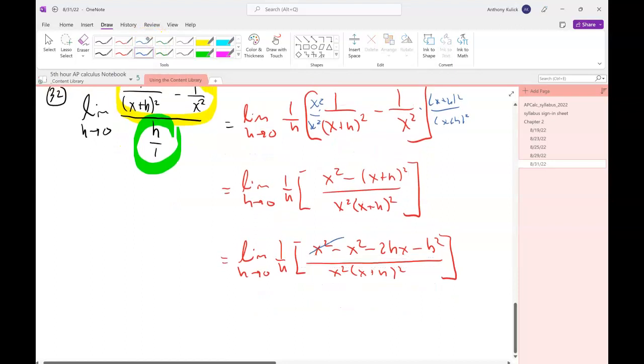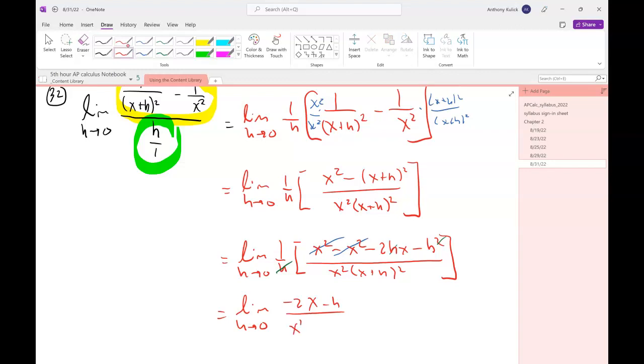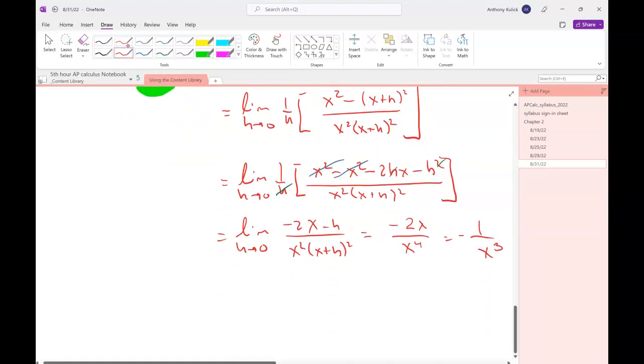If I look down here now, Mackenzie, the x squareds cancel out. And then we have a common factor of h that can cancel. And that's what I needed because now I have no factor of h in my denominator. So when I do a direct substitution, I get negative 2x over x to the fourth, or negative 1 over x cubed. There's my answer.